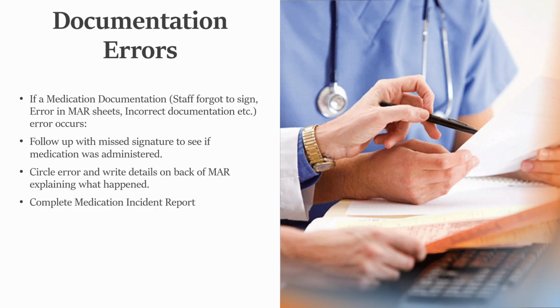Documentation errors. If a medication documentation error occurs, such as staff forgetting to sign, incorrect documentation, or an error in the MAR sheets, staff are to follow up with the missed signature to see if the medication was administered. Circle the error and write details on the back of the MAR explaining what happened, and complete a medication incident report.